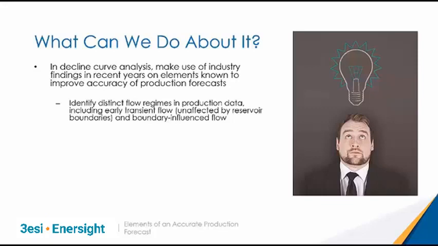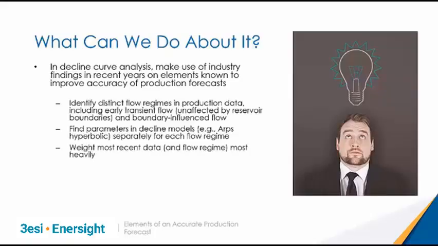So what we have to do is find parameters. Most people use the ARPS decline model, for example. Find parameters in the ARPS model that work during that early flow regime, and find parameters in the ARPS model that work later once we have influence by the boundaries.